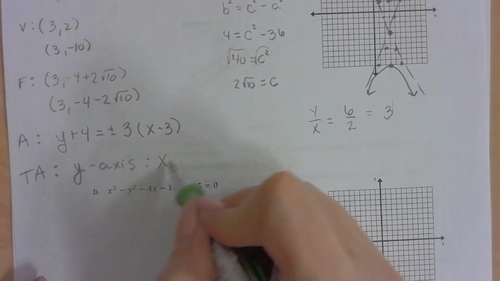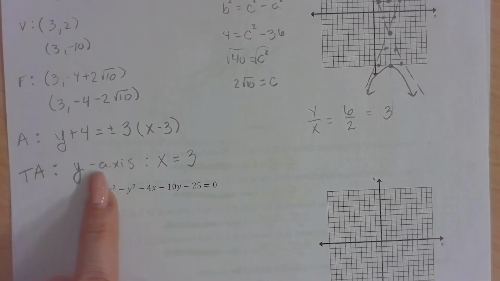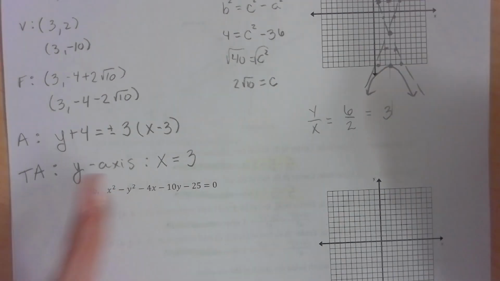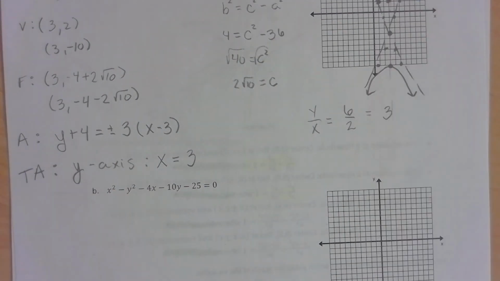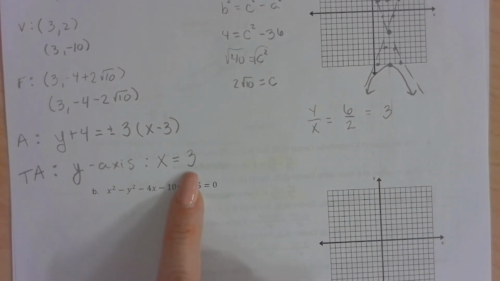Okay, so I know on MathXL, I think they just want you to type in the y-axis, meaning that it's parallel to the y. But if we're super specific, the axis is at x equals 3. It's like when Algebra 2 asks for the axis of symmetry, okay?